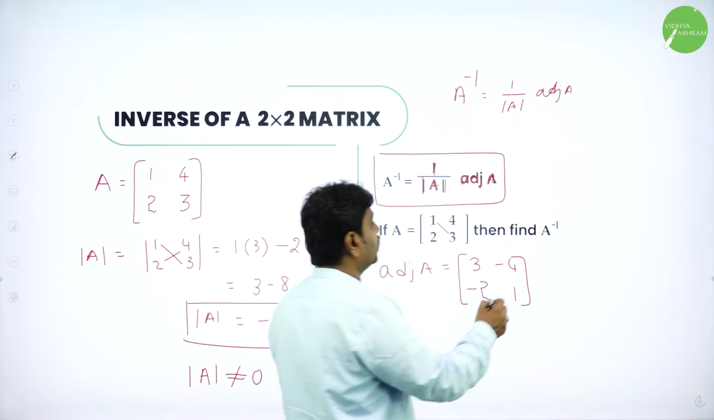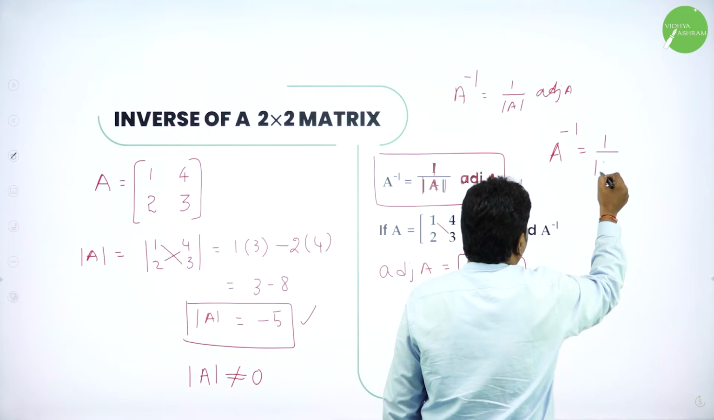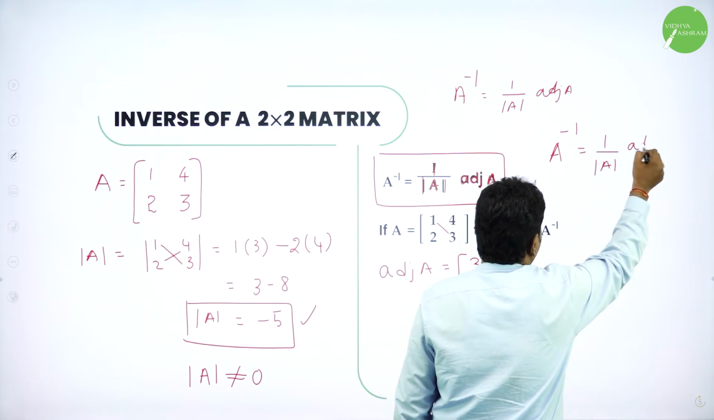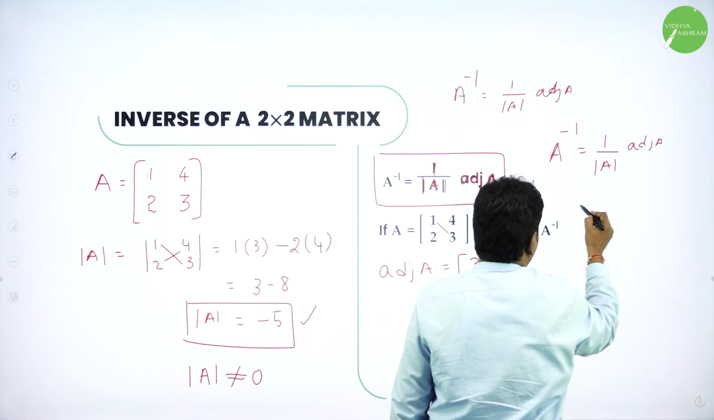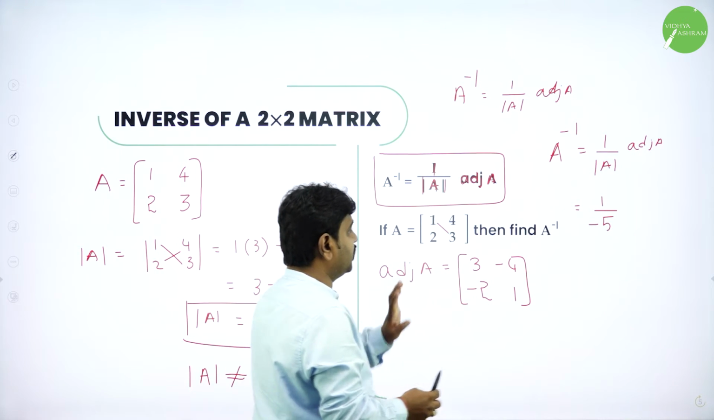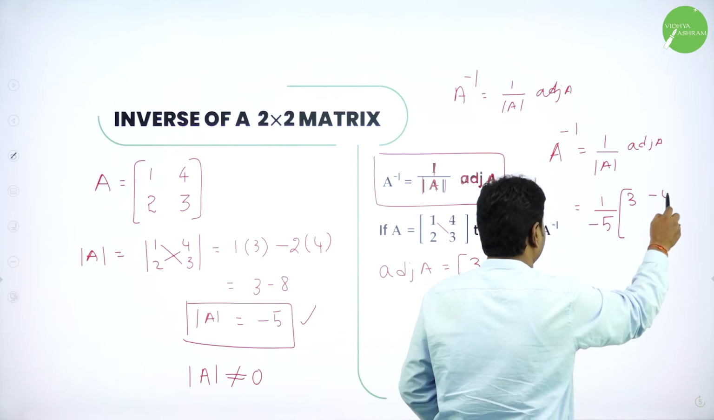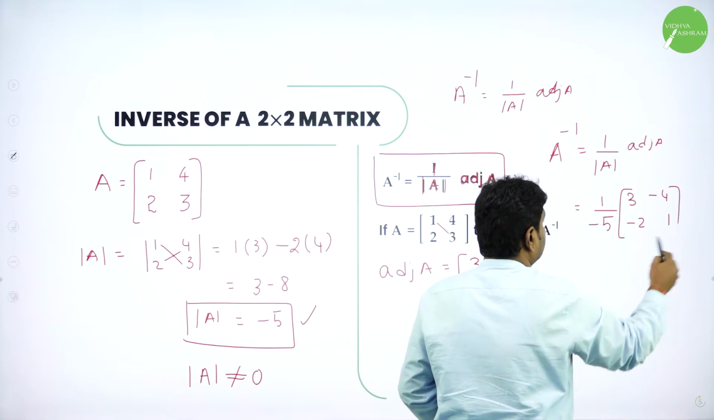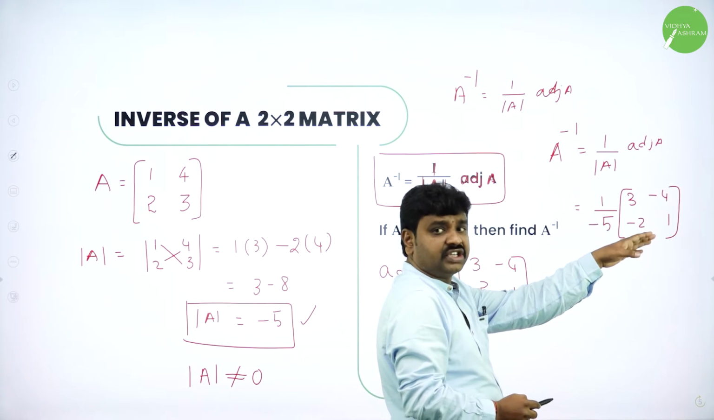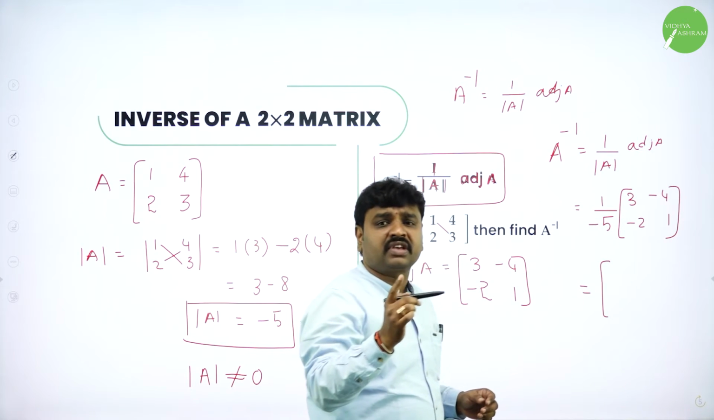So now write the formula. How to find A inverse? The formula for A inverse is 1 by determinant A into adjoint A. So 1 by determinant A is 1 by minus 5, into adjoint A, which is [3 -4; -2 1]. Now multiply minus 1 by 5 with each element. That is scalar multiplication. What is meant by scalar multiplication?